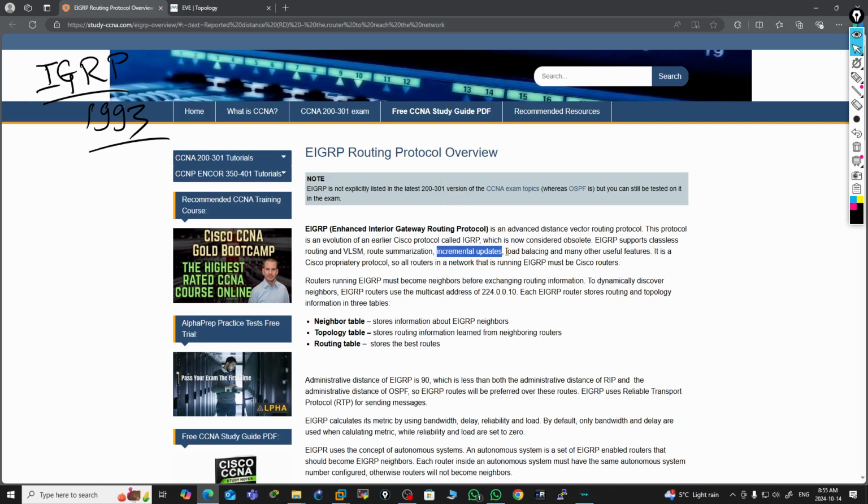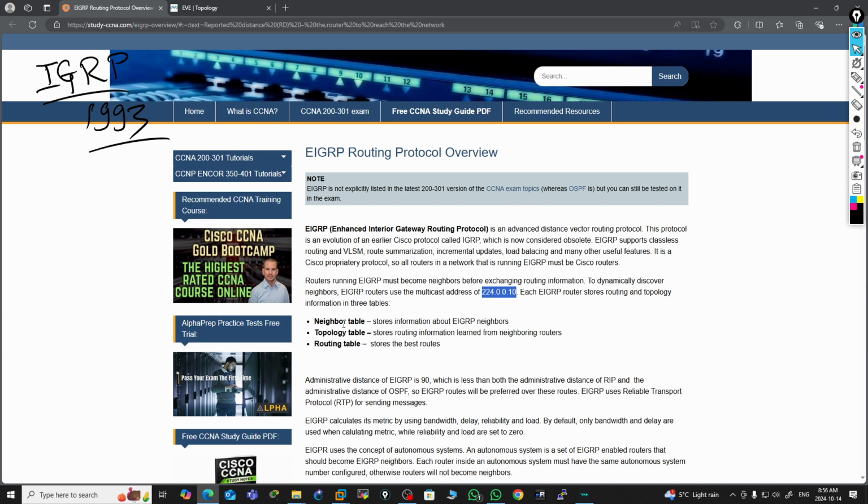Then EIGRP also supports load balancing, and the EIGRP multicast address is 224.0.0.10. So when there are changes in the network, it's going to send a packet to 224.0.0.10, and all these neighbors are going to be aware of that. In EIGRP there are three types of tables: you have the neighbor table, the topology table, and then the routing table.